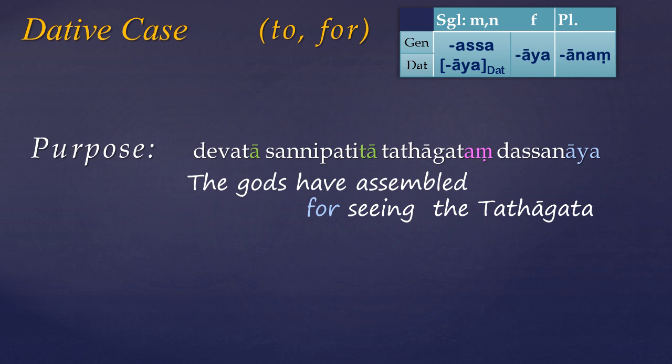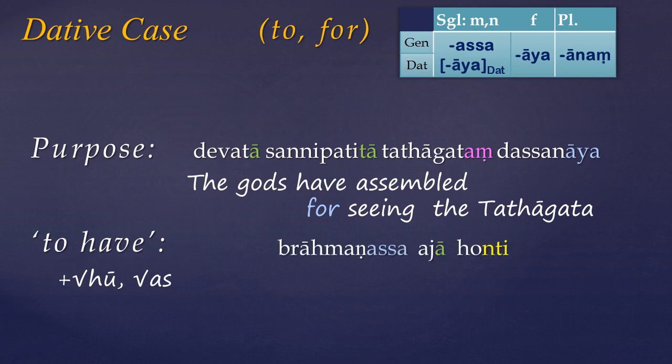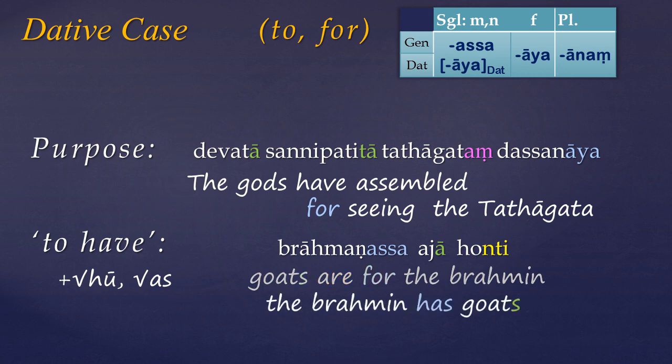Some guides place a function with the genitive, whilst others place it with the dative, so you may find a difference between grammar guides. For instance, the function of to have is placed by some authors with the genitive and some authors in the dative. But whether we read this as the goats are of the Brahmin or for the Brahmin, it's irrelevant really, as long as we understand that the Brahmin has goats. But we're jumping ahead a bit.